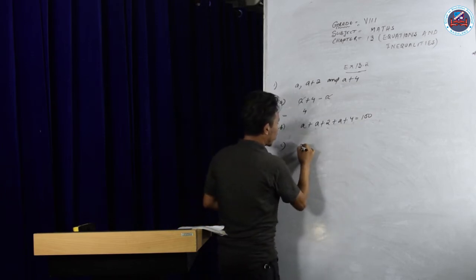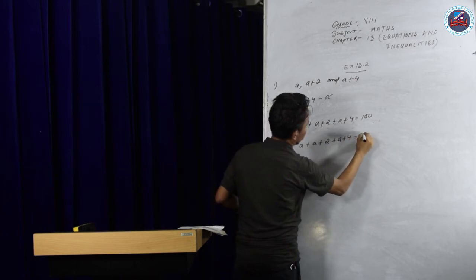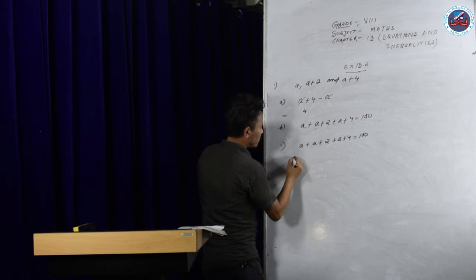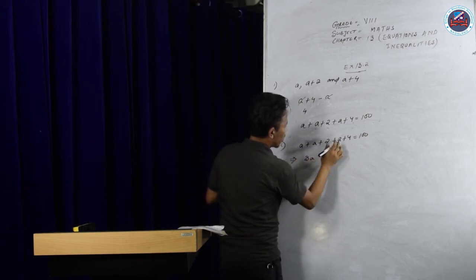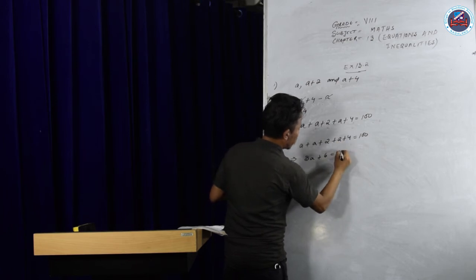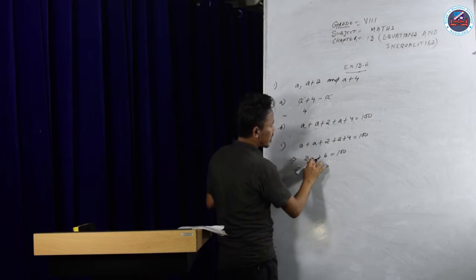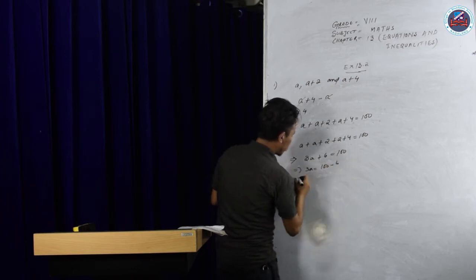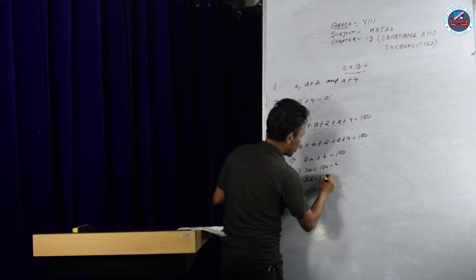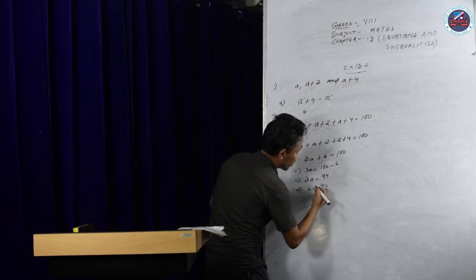Let's solve this one. A plus 2 plus A plus 4 equals to 100. So how many A do we have here? 1, 2 and 3. 3A, 2 plus 4 is 6 equals to 100. 3A equals to 100 plus 6. Other side becomes minus 6. 3A equals to 100 minus 6. How much do we get? 94. A equals to 94 divided by 3.